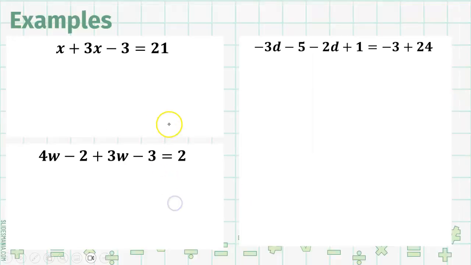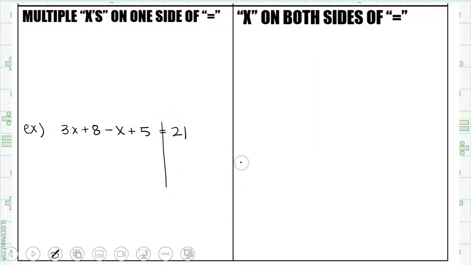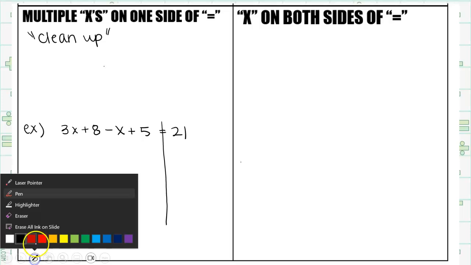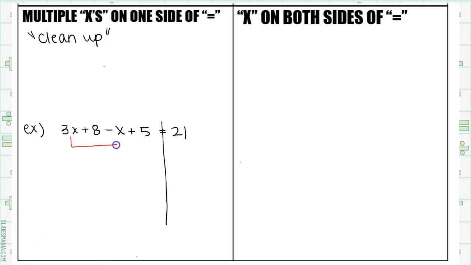The first thing we're going to want to do is what we call cleaning up. Cleaning up involves us combining things together that we can on a side. So we don't need it to be this complicated. We can combine together like terms. What I mean by like terms are terms that have the exact same variable. So we're going to clean up like terms.